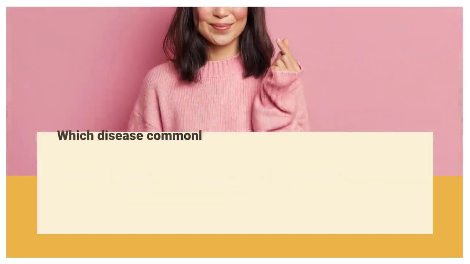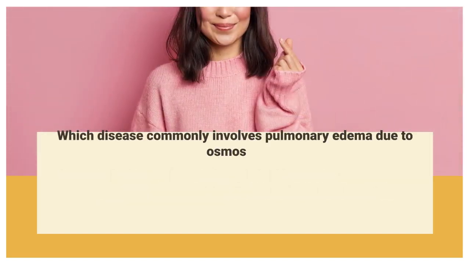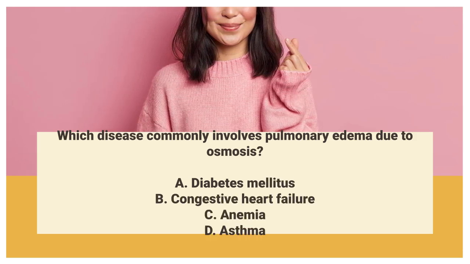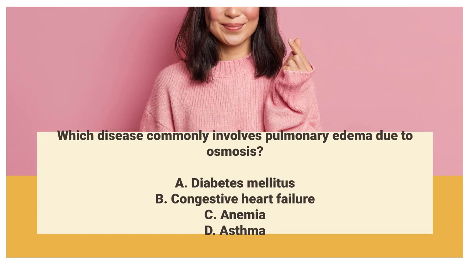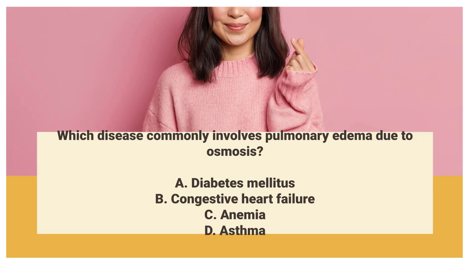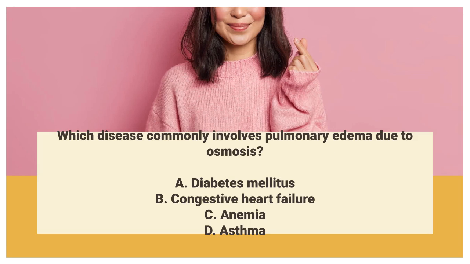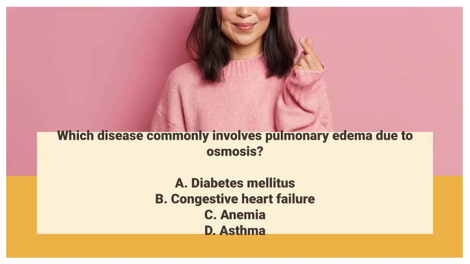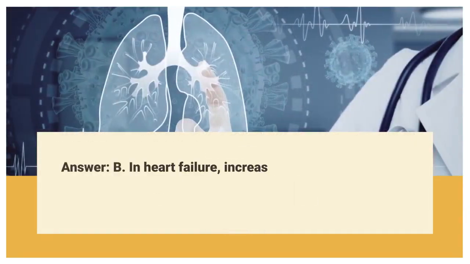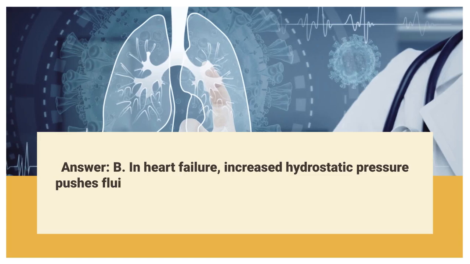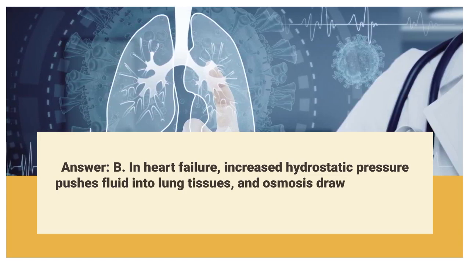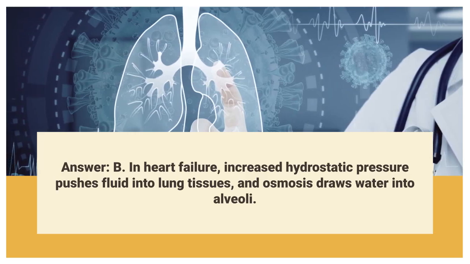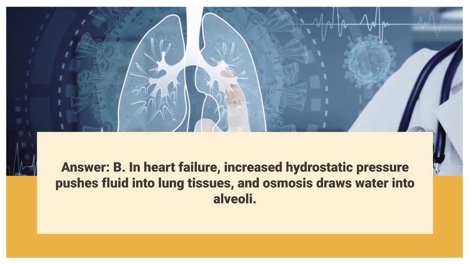Next question. Which disease commonly involves pulmonary edema due to osmosis? Diabetes mellitus, congestive heart failure, anemia, or asthma? The correct answer here, B. In heart failure, increased hydrostatic pressure pushes fluid into lung tissues, and osmosis draws water into alveoli.